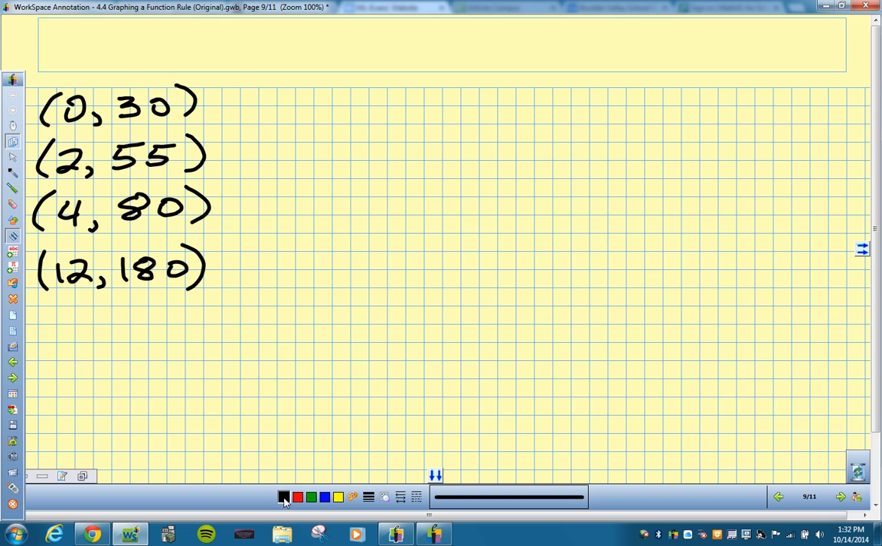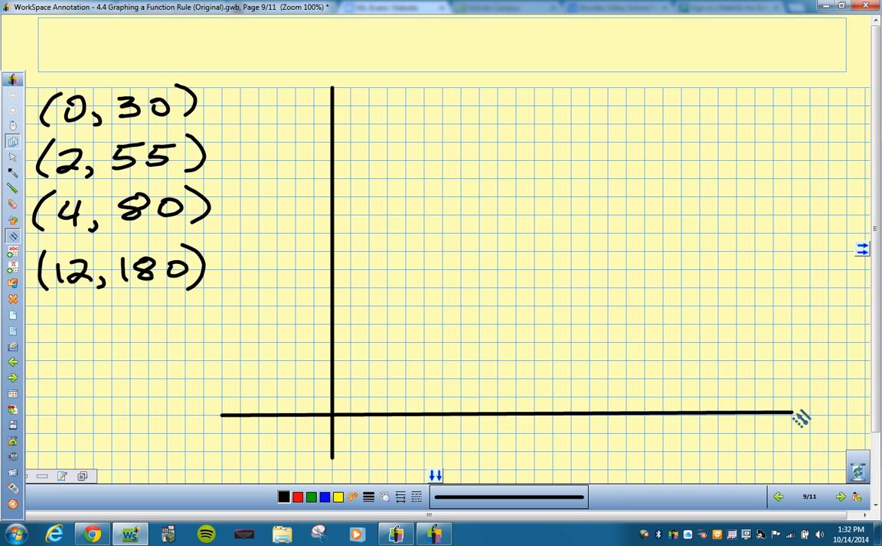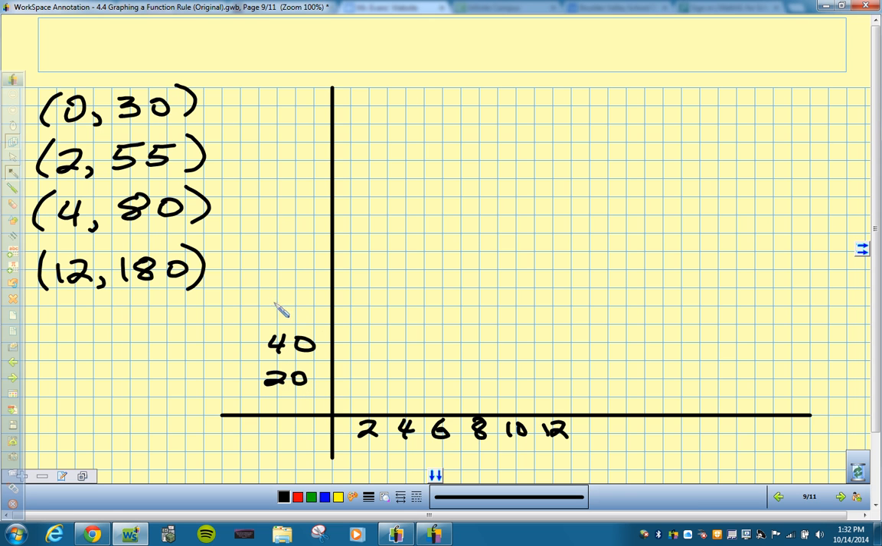Okay, so let's graph this. We're only going to show that first quadrant. So the first ones are on the x-axis, the second ones are on the y-axis. So what's a good thing to go up by on the x-axis? 2, right? I've got plenty of room to go by 2s here. So we could go up by 2: 2, 4, 6, 8, 10, 12. And then how about the y-axis? 20s, I agree. 20 is a good thing to go up by, so we'll go 20, 40, 60, 80, 100, 120, 140, 160, 180.